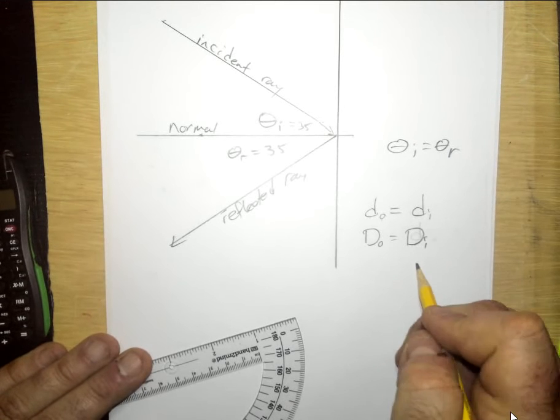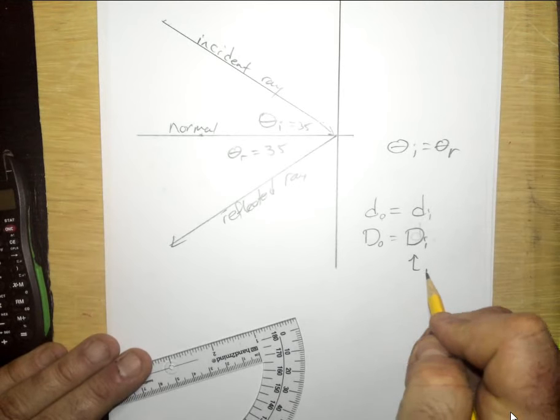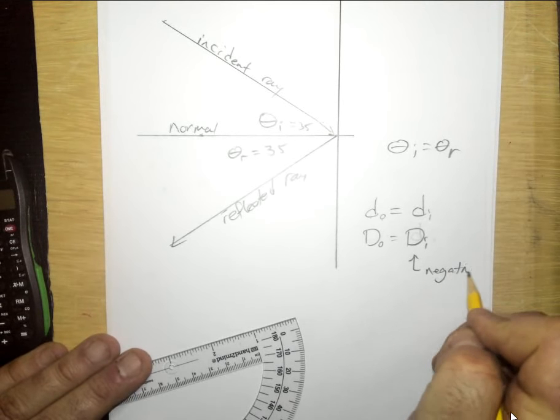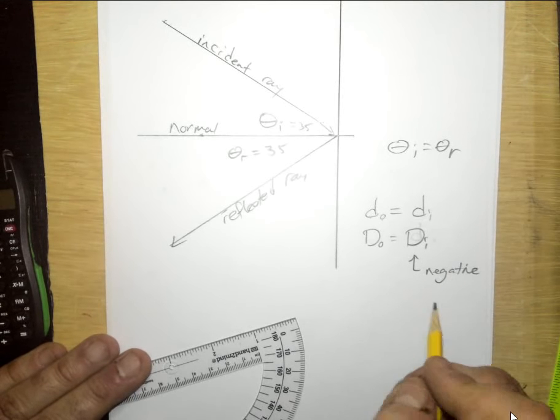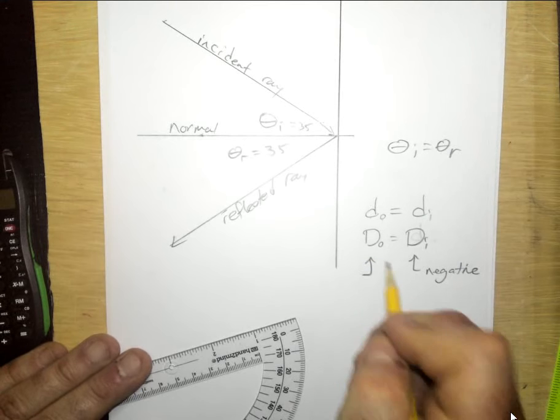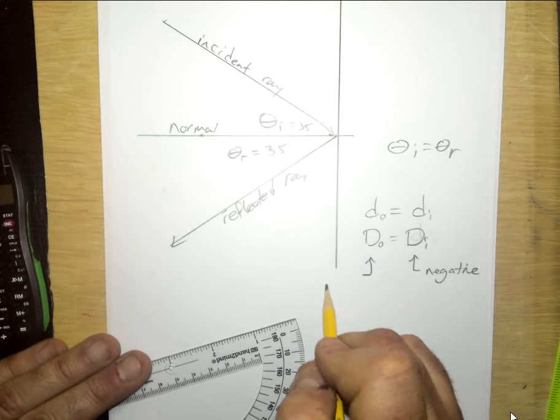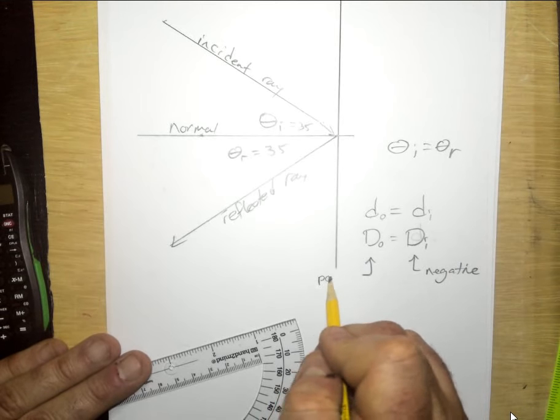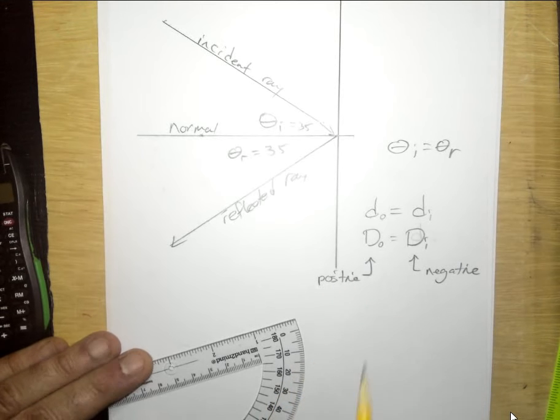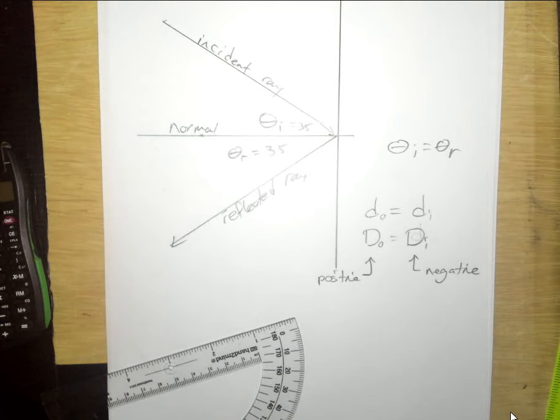But I will say that the image distance is going to be negative, because the image for a flat mirror is always behind the mirror, and that's going to be negative locations. The object distance is always going to be in front of the mirror, so that's always going to be positive. But the numbers, the magnitudes, are the same. That is question number three.